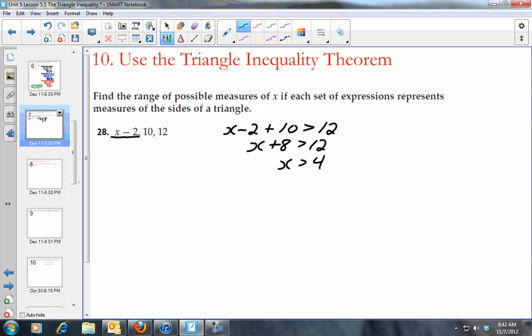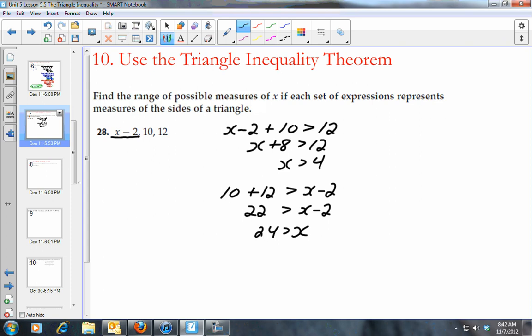Let's do this. Let's add the 10 and the 12, and that's got to be greater than the x minus 2. Let's see what we get here. 22 is greater than x minus 2. Add 2 to both sides. 24 is greater than x.